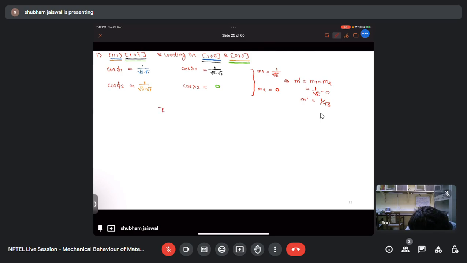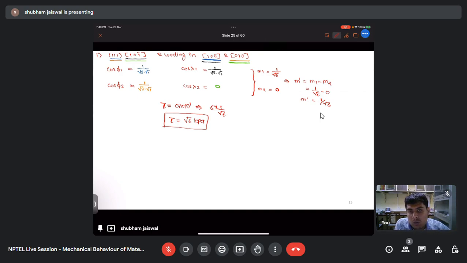So m dash equals 1 by root 6. So we have tau equal to sigma 1 into m dash. Sorry guys, I made a mistake there. So sigma we have 6 kilopascal and m dash is 1 by root 6. So tau is equal to root 6 kilopascal. So this is the answer for the first part of the question A.